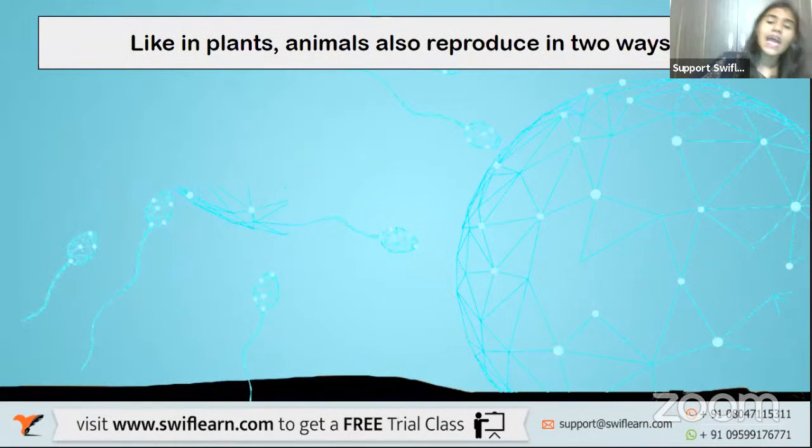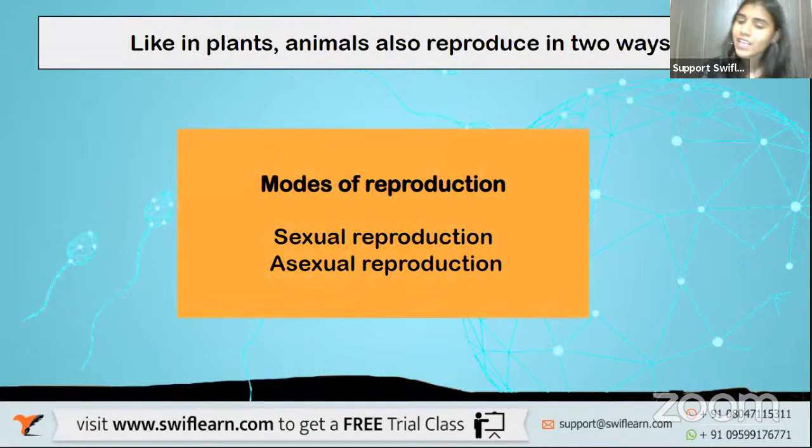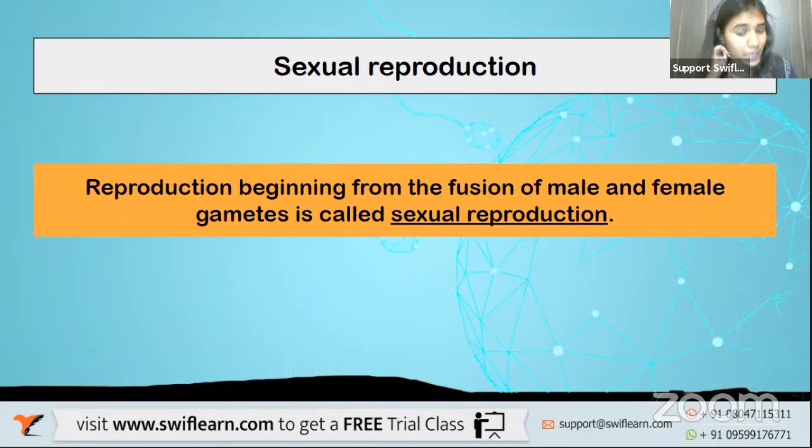Now, like plants, animals also reproduce in two ways: sexual reproduction and asexual reproduction. Today, we will be concentrating on sexual reproduction in animals and in humans. What do you mean by sexual reproduction? What is the basic difference between sexual and asexual reproduction? When you talk about sexual reproduction, there is a male gamete and a female gamete which fuse together, that is, fertilization takes place between the male and female gamete. So always in sexual reproduction, there is a fusion of male and female gametes.